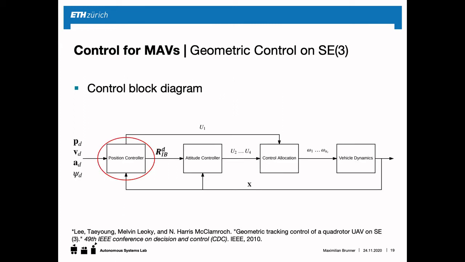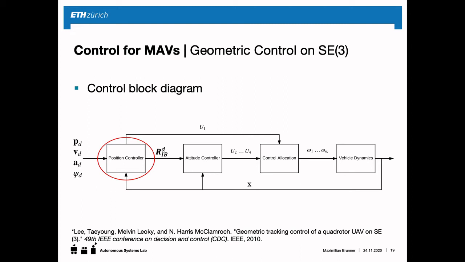So now we're looking at a control block diagram of the geometric controller. And we can see here on the left side, it starts with a position controller. The position controller works based on the current position of the vehicle and a reference position. So here on the very left side, we see the reference position, velocity, acceleration, and yaw angle. So the small d stands for desired.